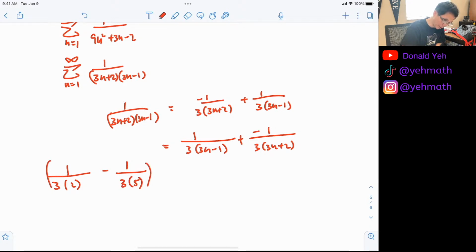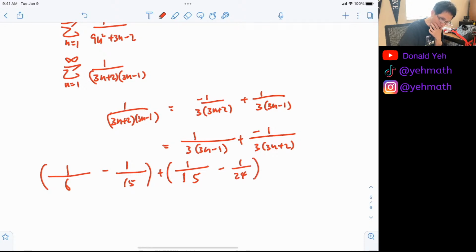Okay, so now I'm going to add 1 over 3 times 5, 15. Oh, sorry, 3 times 5. But you plug in 2. It's minus 1 over 3 times... You know what? This is 6. This is 15. Yeah, exactly. And then minus what? 1 over 24. And then plus one more, just 1 over 24. Yeah. Minus 1 over 33.